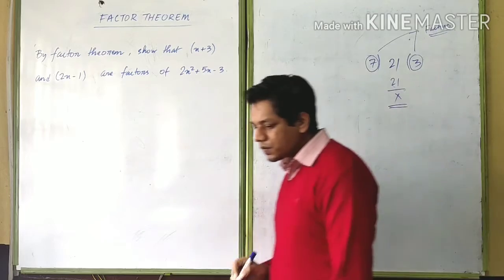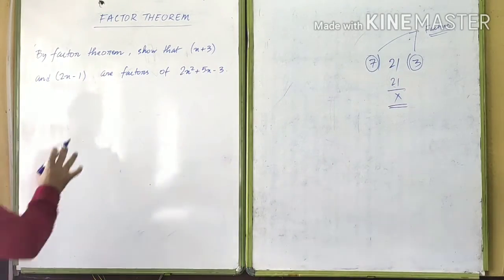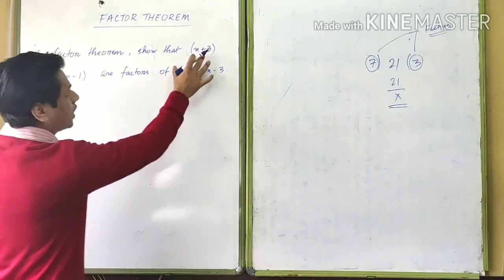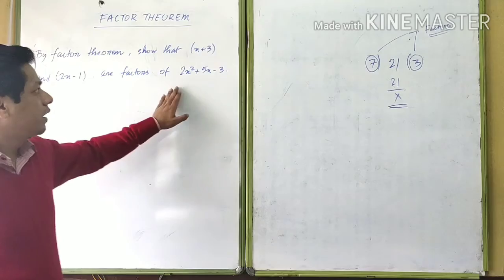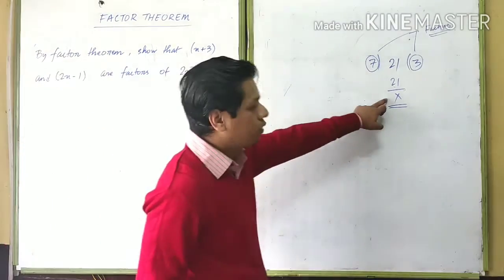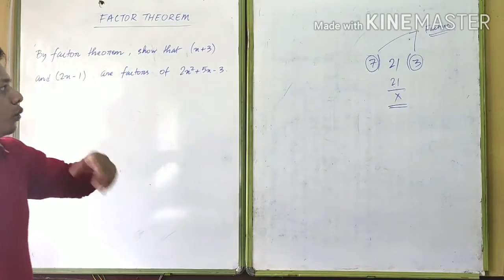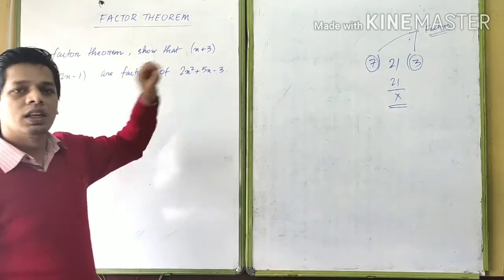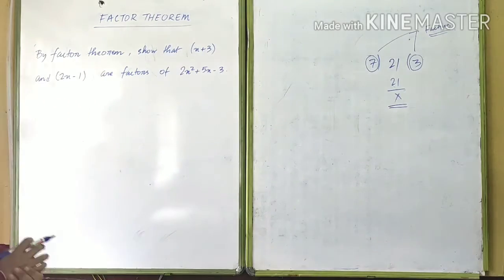In our previous classes we did the remainder theorem. Similarly, what we are going to do is place the value of x in the polynomial, and if it leaves a remainder 0, that means it completely divides the polynomial, we can conclude that this binomial is a factor of the given expression. So let's do this sum.